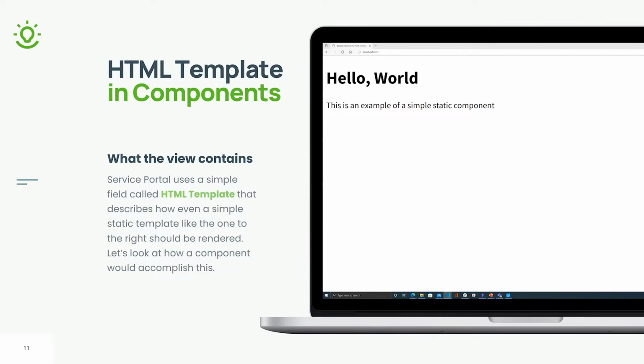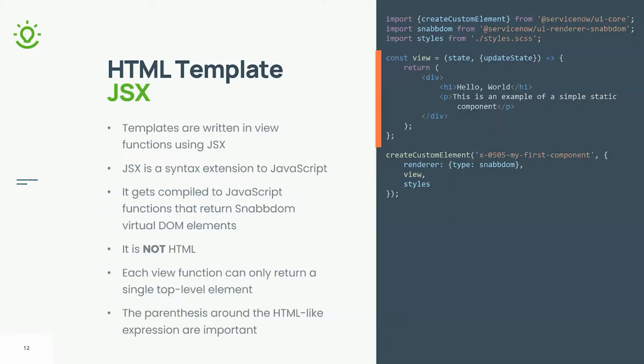So let's take a look at a sample project, and let's start out with the HTML templates. So you can see in the laptop on the side there, the example of what we're going to be outputting with the code. And so the view typically is done in the HTML template in the Service Portal. But let's look at how we would accomplish this in a Now Experience component. So in the Now Experience component, you can see the code on the right-hand side. And basically, if you look at that orange bar, you'll see a view function. Now, this is using the ES6 arrow function syntax. But trust me, it's basically just a function.